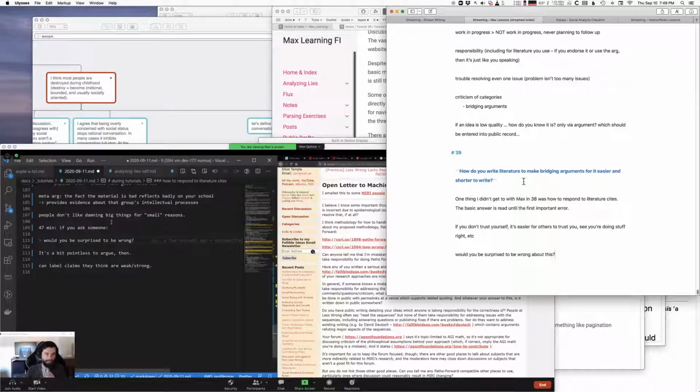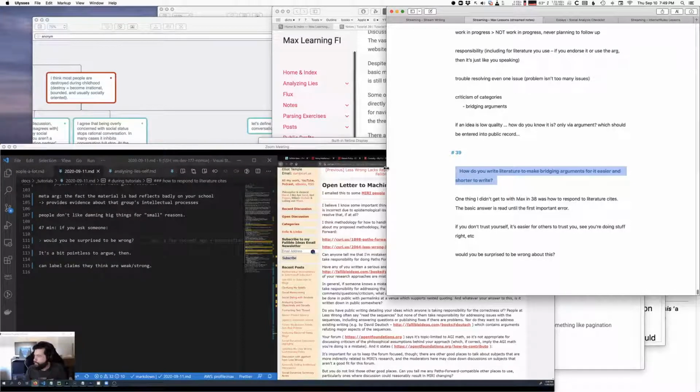Yeah, one other thing, I wrote this question down. How do you write literature to make bridging arguments for it easier and shorter to write? This is what I thought of after our last session. I haven't thought of a lot of answers to this yet. I just think it's a good question to consider.